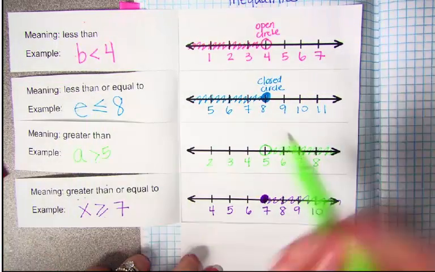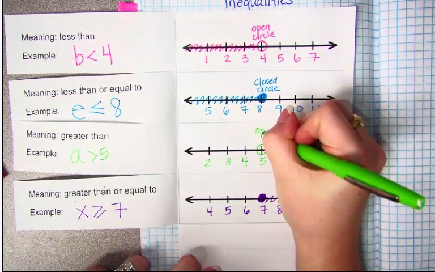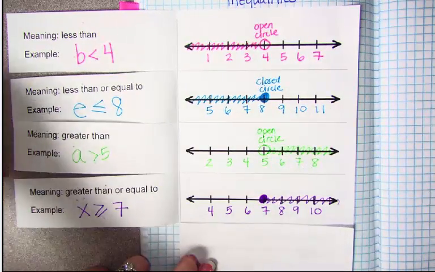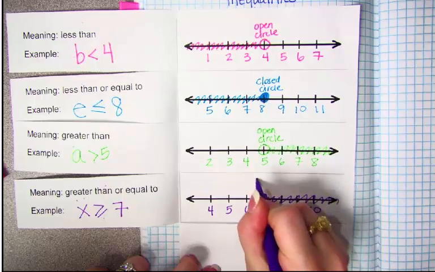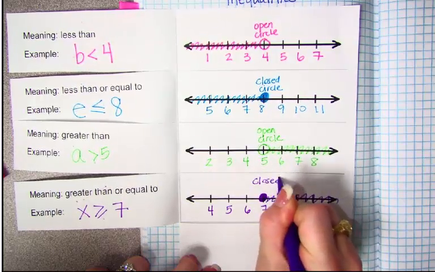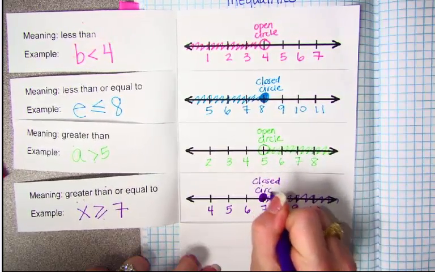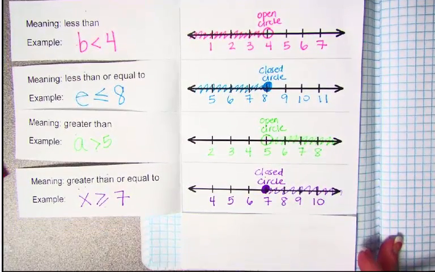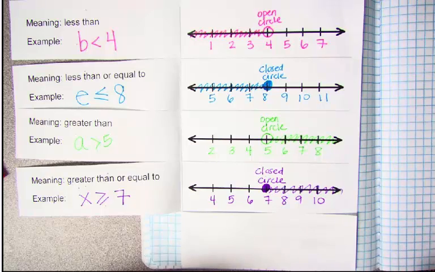I'm going to go back real quick. I want to write open circle on the greater than, and I want to write closed circle on the greater than or equal to. Just because that's what you're going to hear your teachers say in class and be like, is that an open circle or a closed circle? This is what I mean when I say open circle or closed circle.